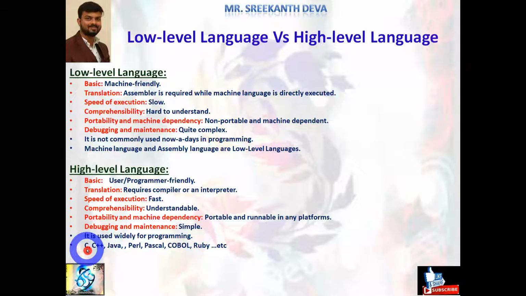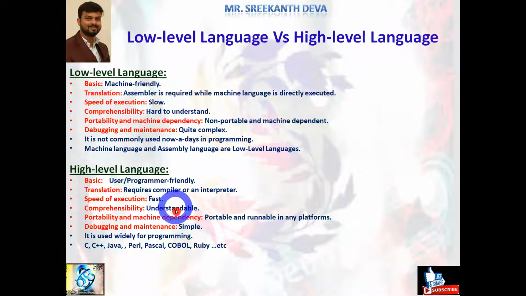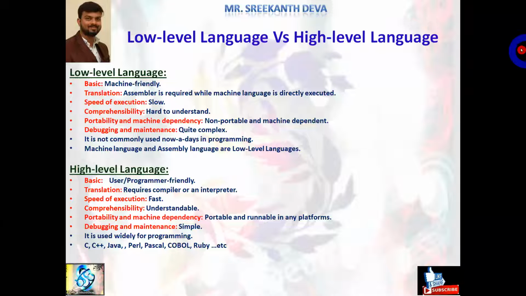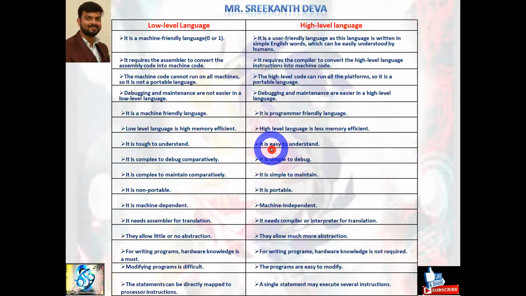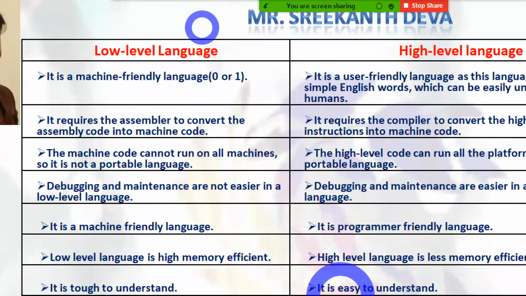This is the common and basic difference between low level language and high level language. Remember it: low level languages come under machine language and assembly languages. High level languages come under third generation languages onwards. Now, in detail, observe the differences between low level language and high level language.